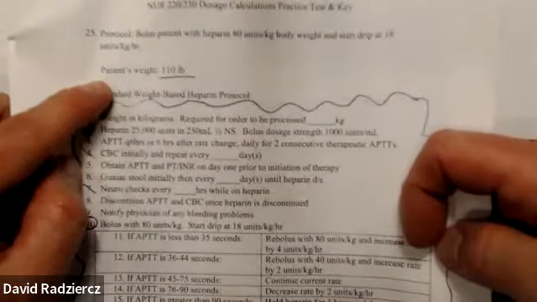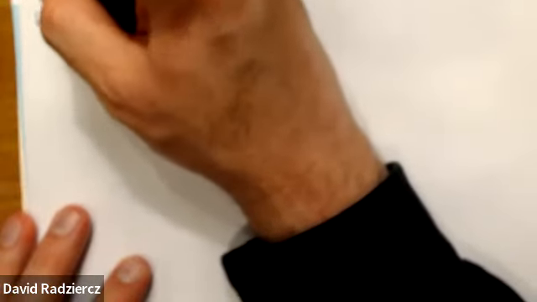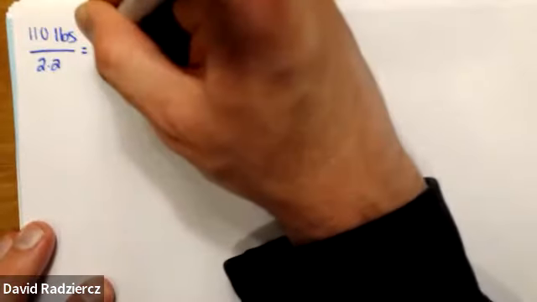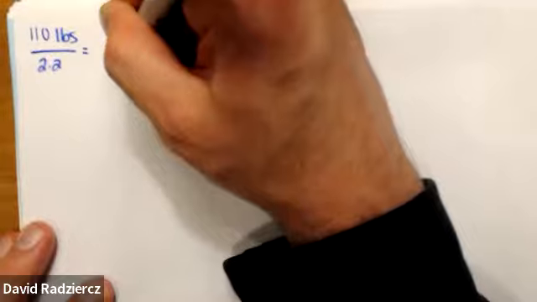All right, so the patient's weight is 110 pounds. So step one is we need to convert the patient's weight in pounds to kilograms. The patient weighs 110 pounds. I'm going to convert that to kilograms by dividing by 2.2, and that equals 50 kilograms. So step one of how to answer this problem is pretty straightforward.